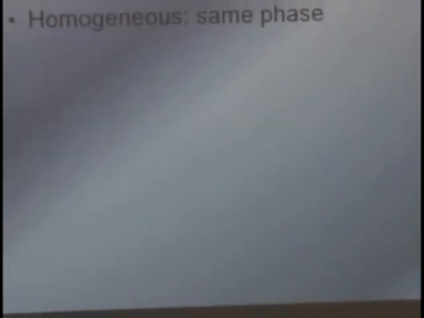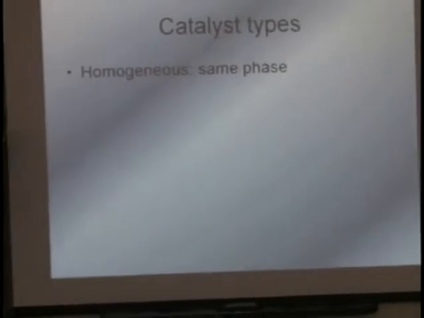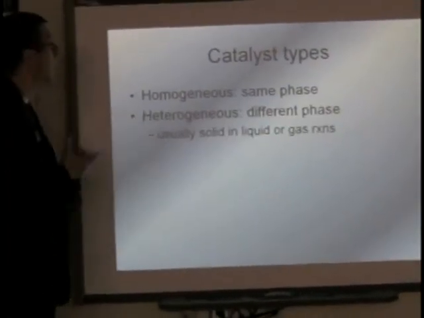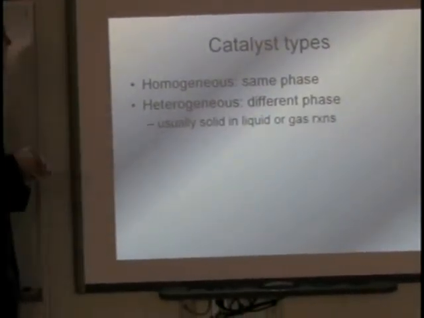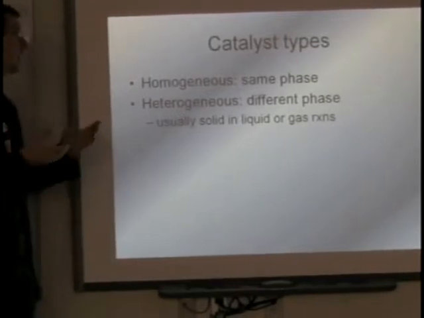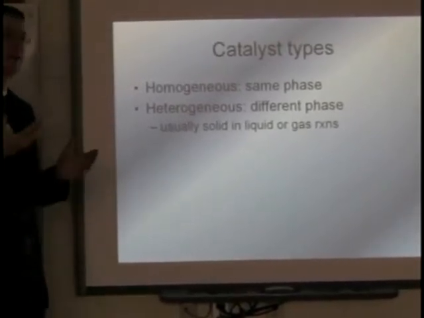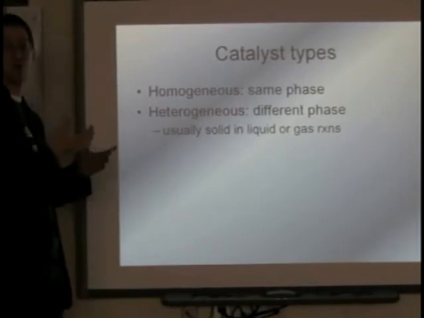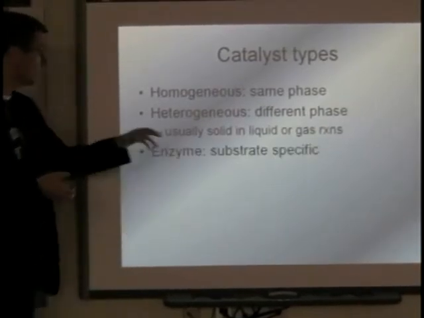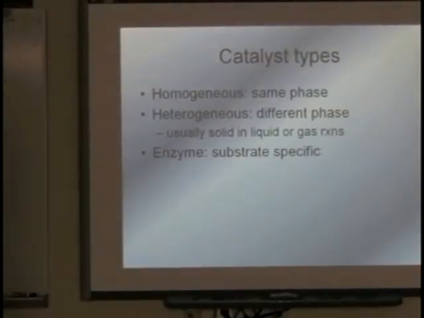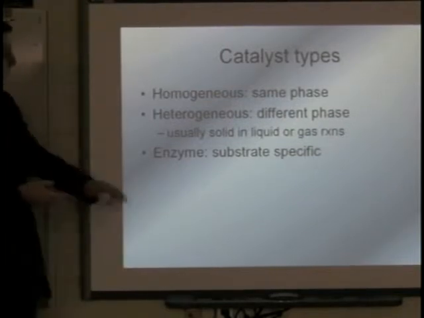Now, there are different catalyst types. Homogeneous means it's the same phase as whatever it's reacting with. Heterogeneous is it's a different phase. So usually a solid within a liquid or a gas. For example, we use manganese dioxide solid powder with hydrogen peroxide as a catalyst. An enzyme is a substrate-specific catalyst.